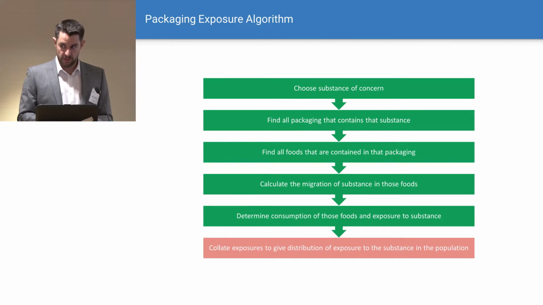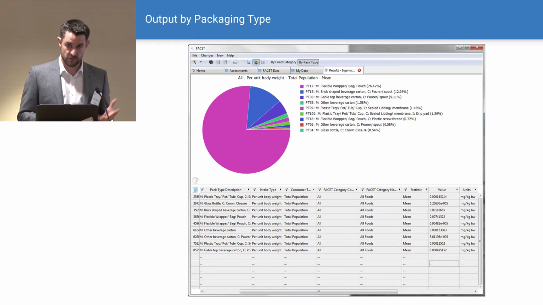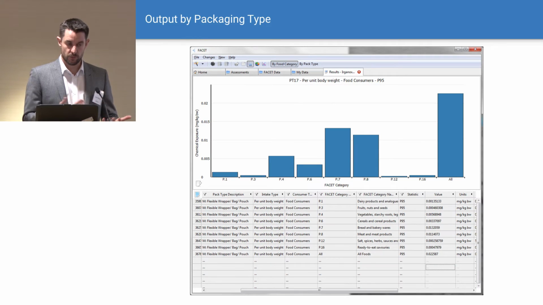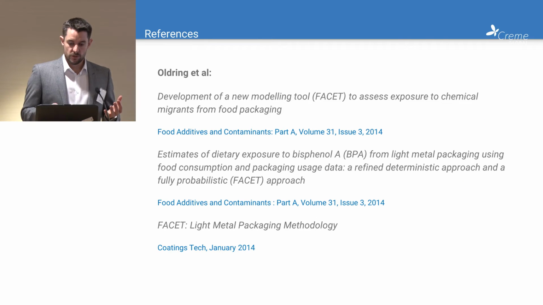So finally, we need to combine all the exposures to give a distribution of exposure in the population, and this is what the software does. These are a couple of screenshots. This is dietary exposure to a food chemical present in food packaging, broken down by contributing packaging type. So this is the power of this approach. You can see how different packaging types are contributing to your exposure in the population. And again, if you want to make a risk management decision, you have a lot more information with which to do it. Equally, you can break your exposure down by contributing food categories, so you can see what foods are driving your exposure in the population. A lot of this work has been published in the scientific literature.